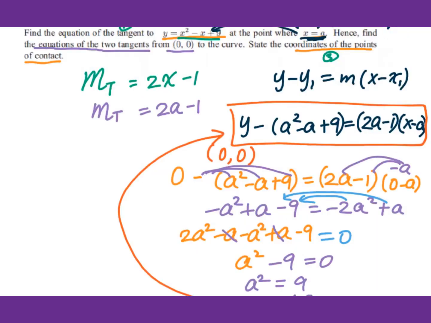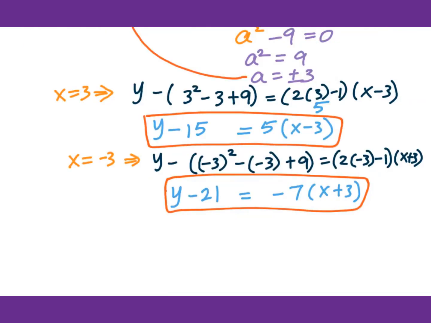We also need to figure out the coordinates of the points of contact. From these two tangent line equations, we can figure out the contact points. For this one, this is y1 and this will be x1, so (3, 15). For this one, you will get (negative 3, 21).